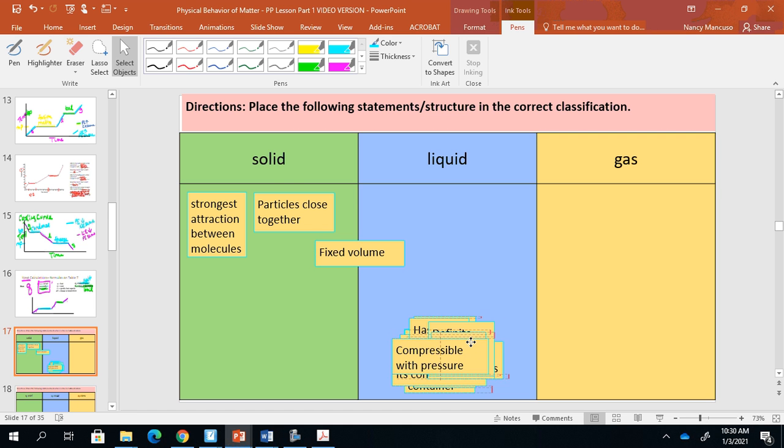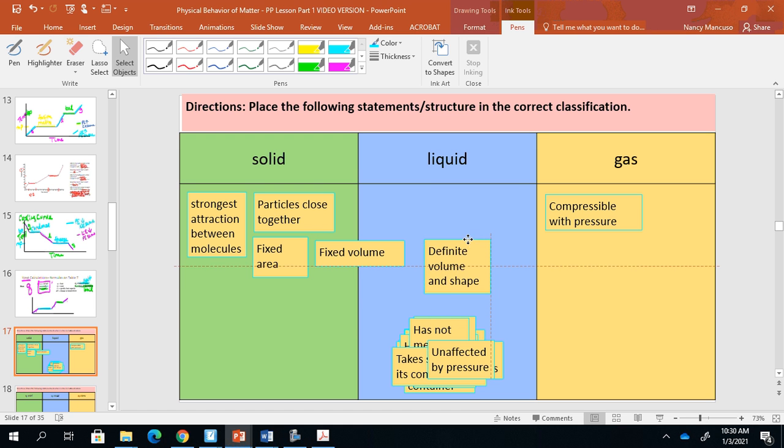All right, compressible with pressure. What can you add pressure to and actually change the volume, compress it into a smaller space? That's only a gas fits that one. All right, fixed area. That means it occupies a very fixed space. That is going to be a solid. A solid occupies a fixed area. A liquid can spread out more.